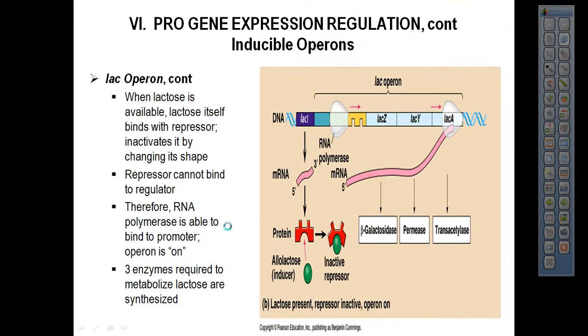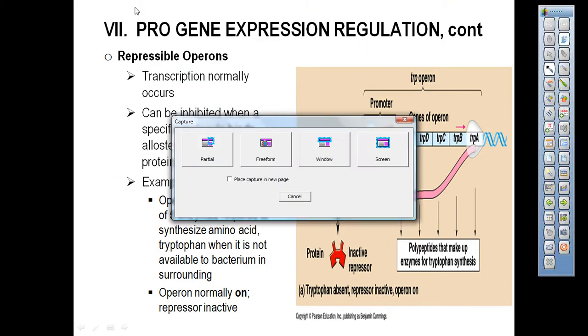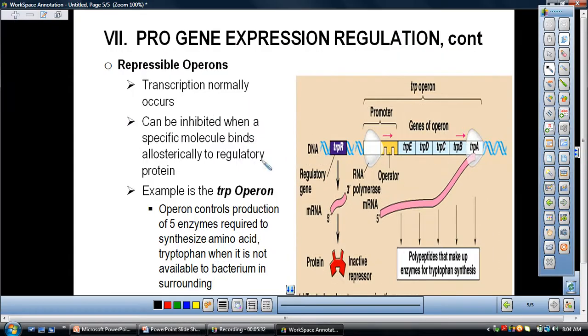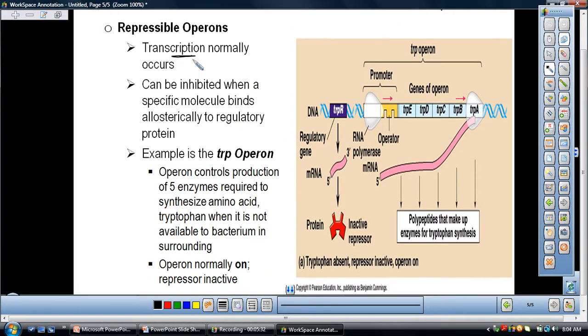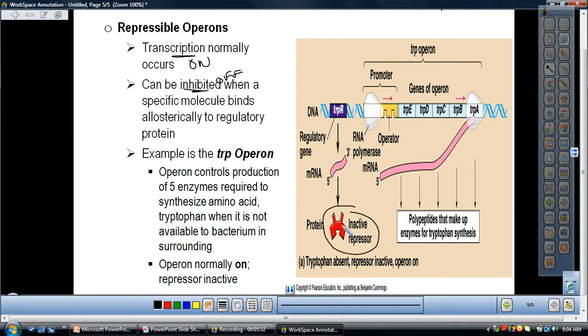So the opposite are these repressible operons. Repressible is where transcription is normally on, but it can be inhibited or turned off whenever a specific molecule binds allosterically to the regulatory protein. So look, this is the form that it normally exists in. It looks like the picture we just did. So it's normally like this, which means it's inactive. It cannot fit up into the operator.